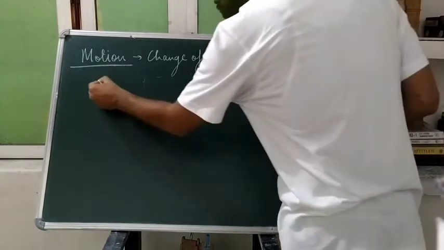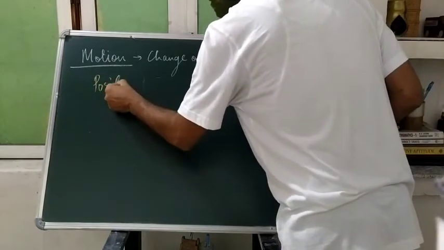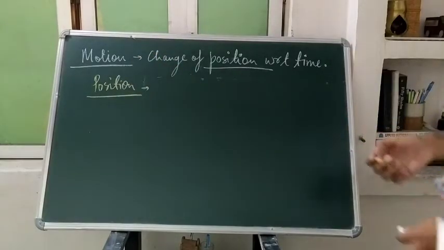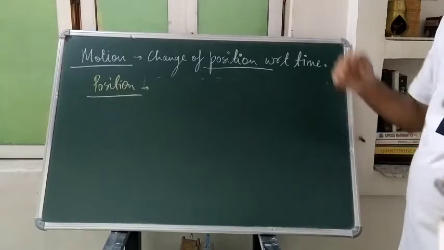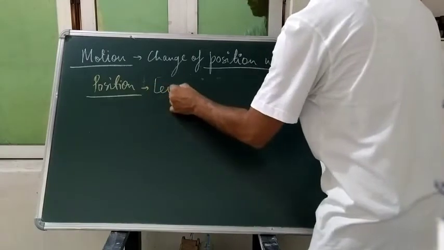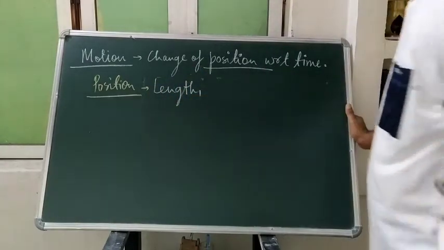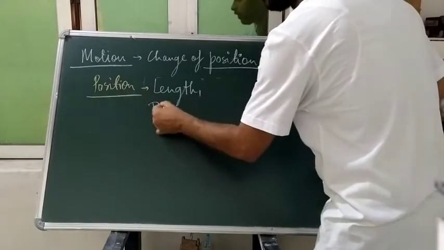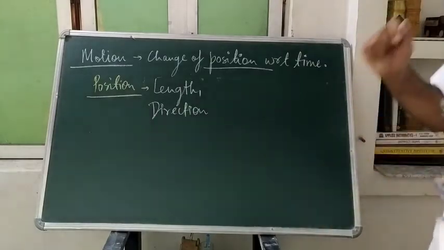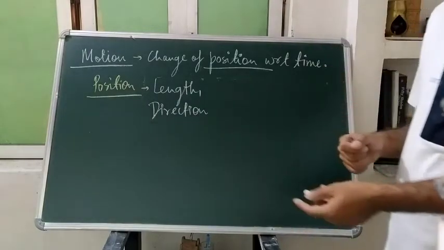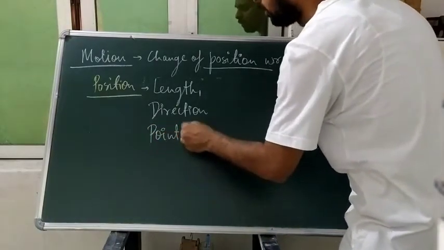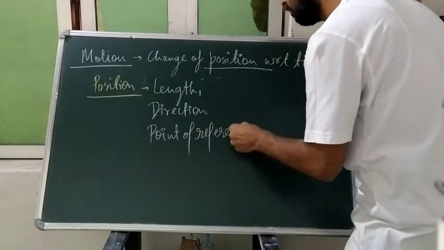So what is position, students? To define the position, what should we have? For defining the position, we should have certain length and direction as well. Length, direction, and another thing we can say is a point of reference.